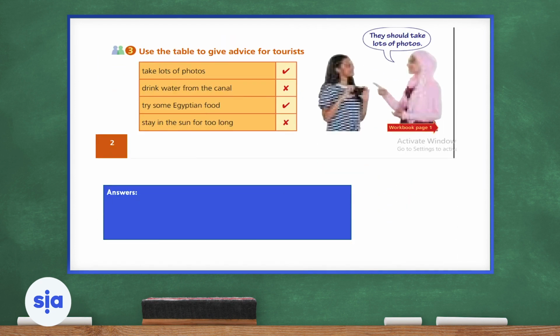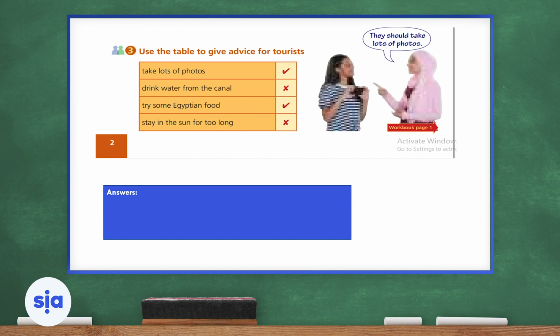Okay. Our third exercise for Unit 1, Lesson 2. Use the table to give advice for tourists. So I want you to read the table and try to use it to give advice to tourists that are traveling to Egypt. Take lots of photos, drink water from the canal, try some Egyptian food, stay in the sun for too long. Okay, what do you think we should tell them as advice? Which is good advice and which is bad advice?